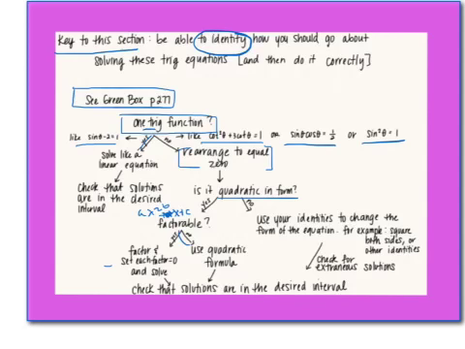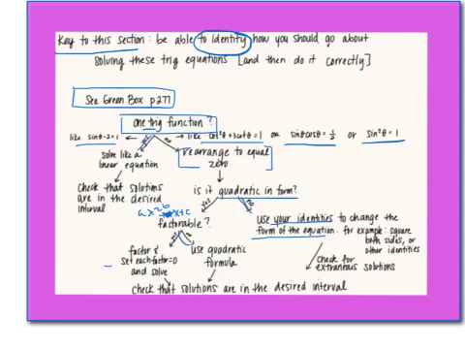But if it's not quadratic in form, then you'll go down this path here, and you want to use your identities to change the form of the equation. So change it from something that's not quadratic in form to something that is, or something that's solvable.